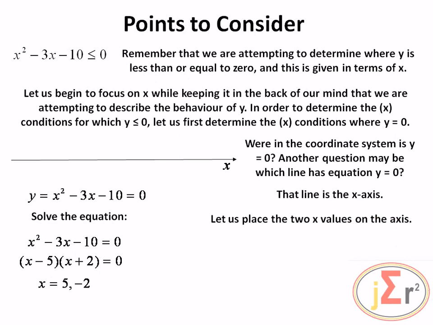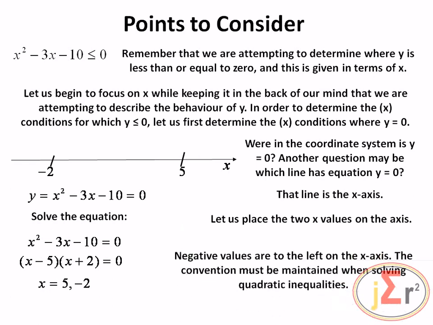So let us place the two x values on the axis. We have 5 right there, negative 2 to the left. Of course, those numbers that are smaller are placed to the left. So negative numbers are placed to the left of positive numbers. The convention must be maintained when solving quadratic inequalities. That is, the convention of always putting the negative towards the left.